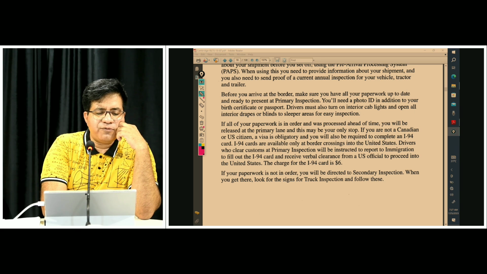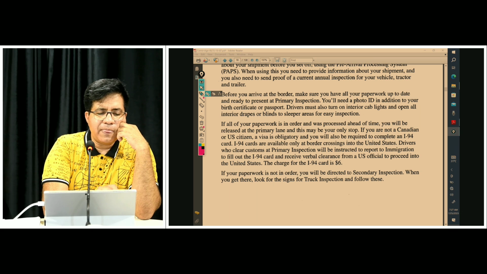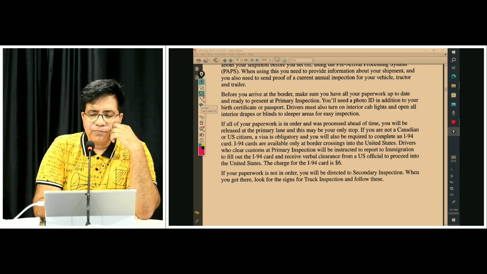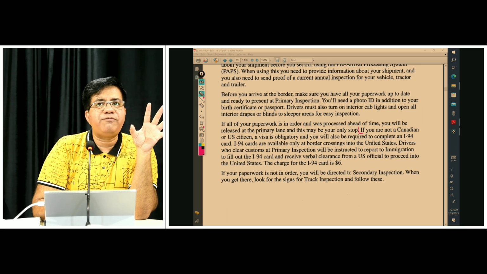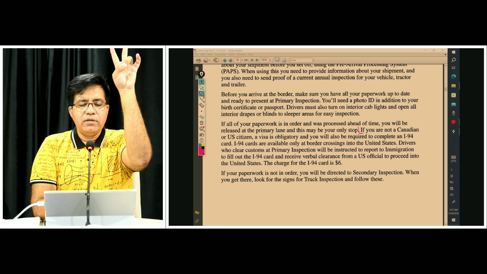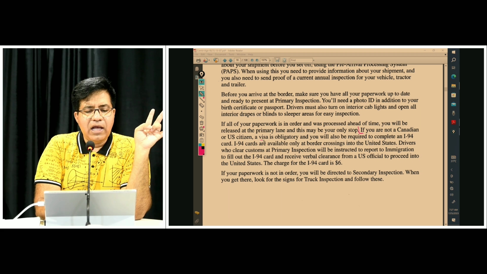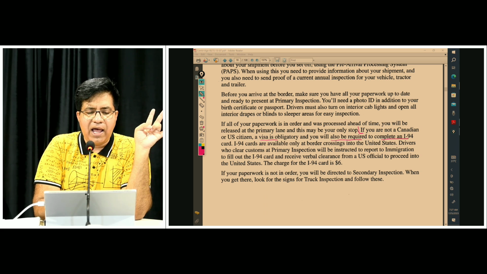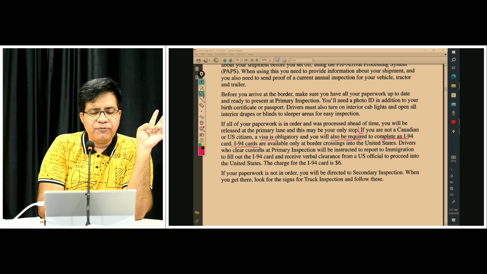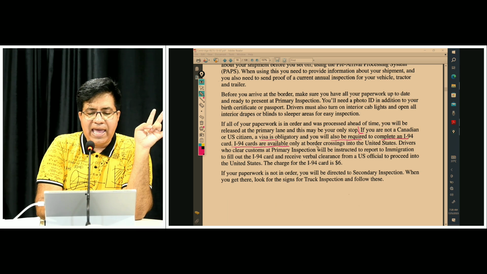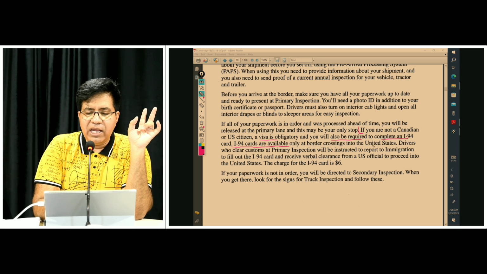Alright, I'm reading it from the middle. Please follow me. I'm reading this from the middle. If you are not a Canadian or US citizen, found it? Second line. Second last paragraph, second line. If you are not a Canadian or US citizen, a visa is obligatory and you will also be required to complete an I-94 card. I-94 cards are available only at border crossing into the United States.